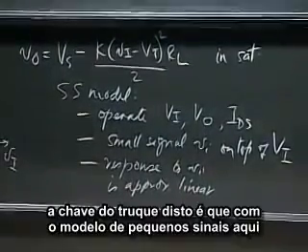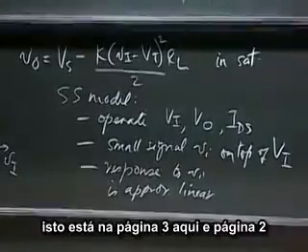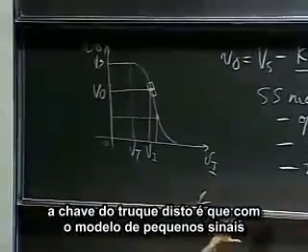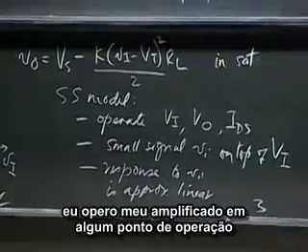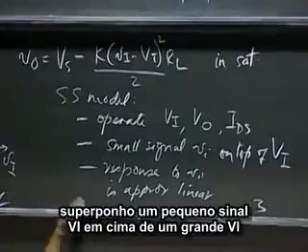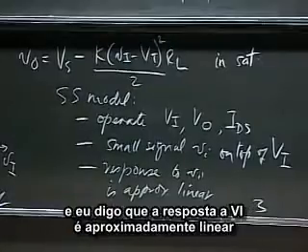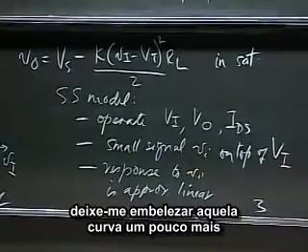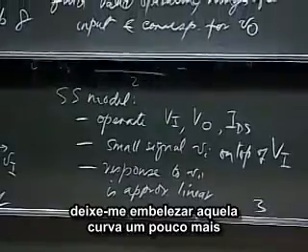Okay. So the key trick here is that with the small signal model, I operate my amplifier at some operating point, V naught, VI. Superimpose a small signal VI on top of big VI. And then I claim that the response to VI is approximately linear. Okay? And let me just embellish that curve a little bit more.